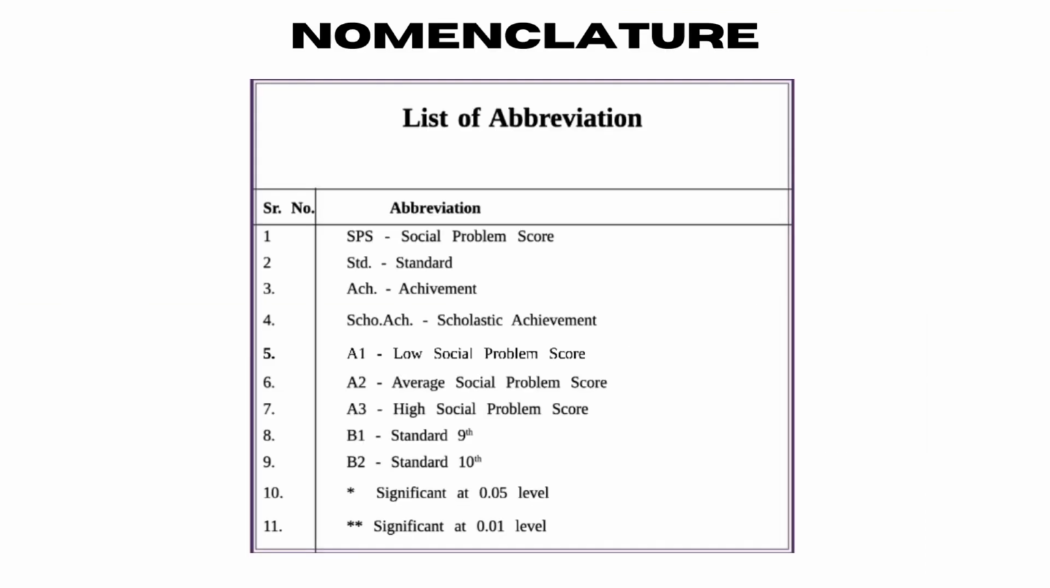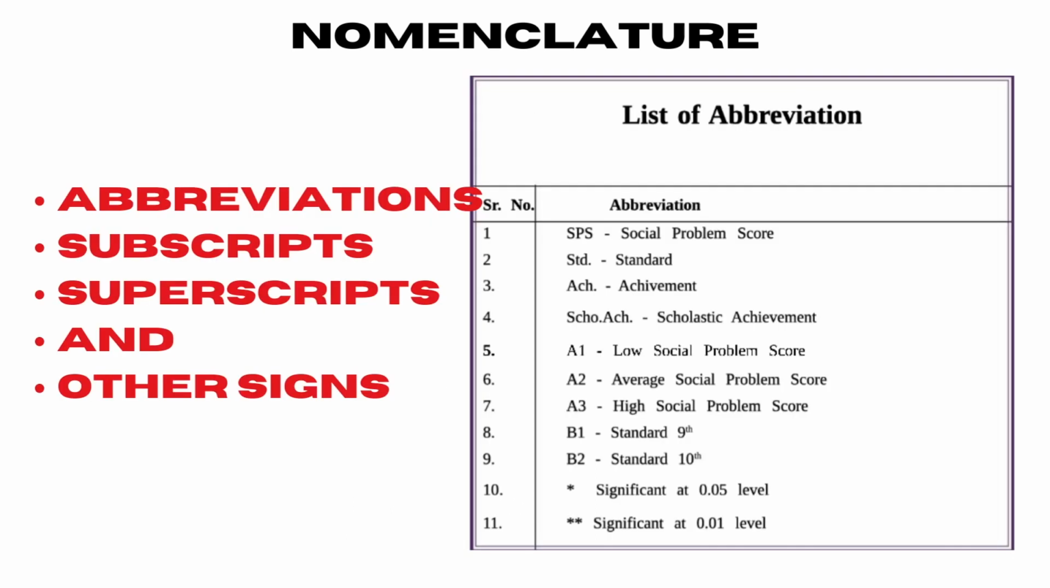Nomenclature. Nomenclature is a set or system of names or terms as those used in a particular science or art by an individual or community. The foreign words or symbols used in the thesis are to be placed under the heading of nomenclature. This may also contain the details of abbreviations, subscripts, superscripts, and other signs used throughout the thesis. This gives a clear idea about the meaning to the reader. Model nomenclature is as shown in the figure.